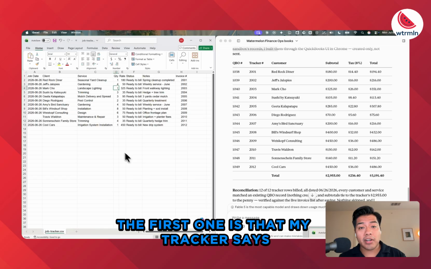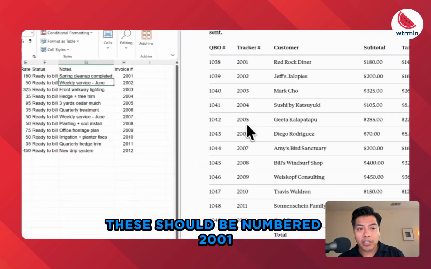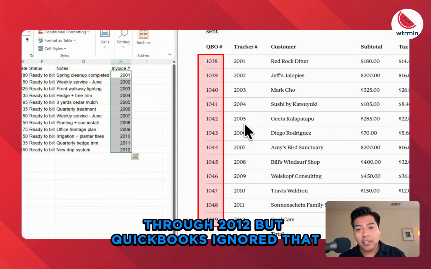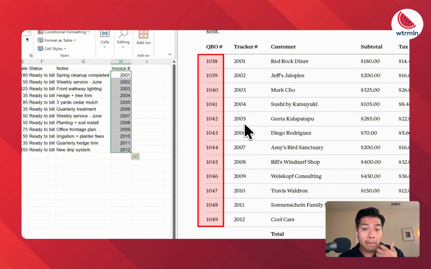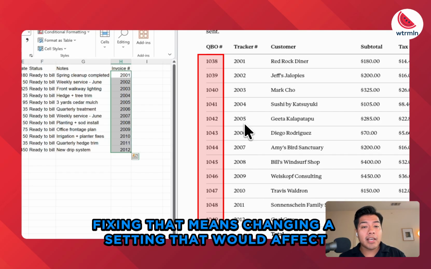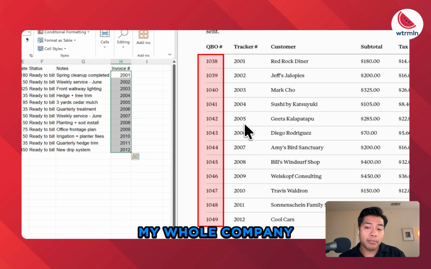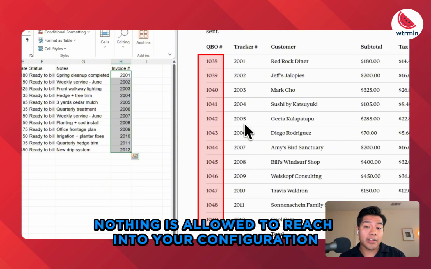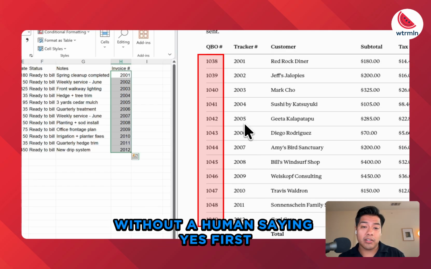The first one is that my tracker says these should be numbered 2001 through 2012, but QuickBooks ignored that and used its own numbering instead because custom numbering happens to be switched off in my settings. Fixing that means changing a setting that would affect my whole company, so I didn't touch it. It flagged it and it asked me because nothing is allowed to reach into your configuration without a human saying yes first.